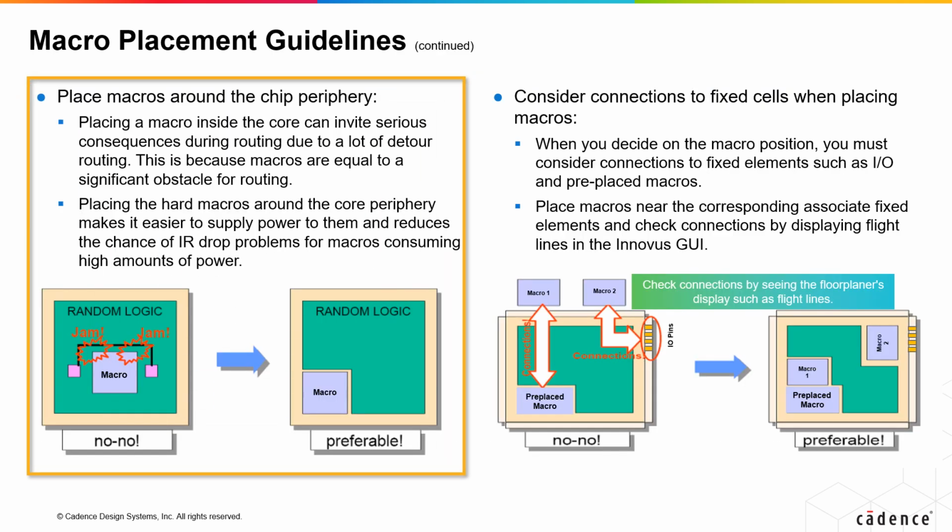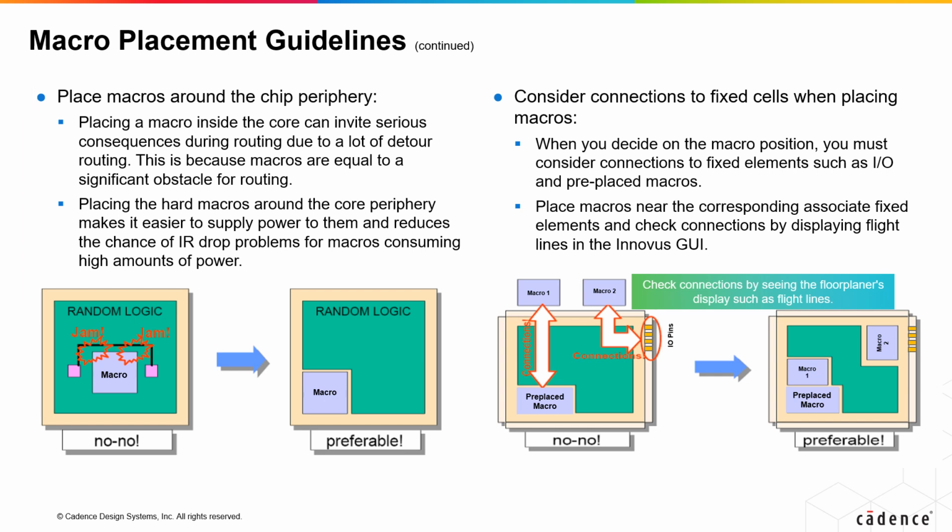The first guideline we will discuss is to place the macros around the chip periphery. Placing a macro inside the core can invite serious consequences during routing due to a lot of detour routing. This is because macros are a significant obstacle for routing. As we can see in the picture, placing macros inside the core takes a lot of detour routing, which is not a preferable practice.